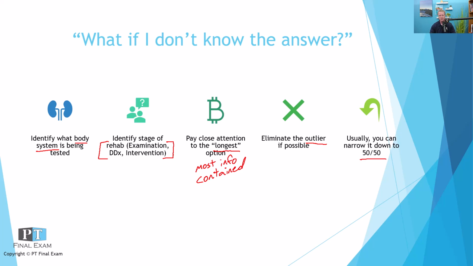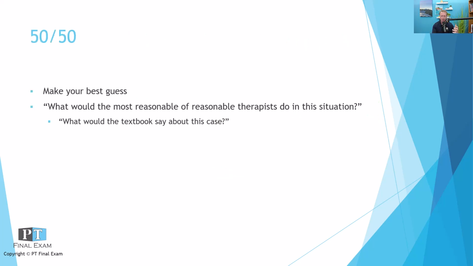So what do you do if you don't know the answer? Well, you go through these steps of identifying the body system, stage of rehab, looking at the lengthiest answer option, eliminating outliers. And then if you really are down to 50-50 with no idea, sometimes it's helpful, as you make your best guess, to consider what would the most reasonable therapist do in this situation? Or what would the textbook say about this? Consider what Susan B. O'Sullivan with physical rehab would say in regards to this question. That third-party perspective can sometimes give you a little bit more insight that maybe you wouldn't otherwise have. So that's what you do if you don't know the answer to a question.